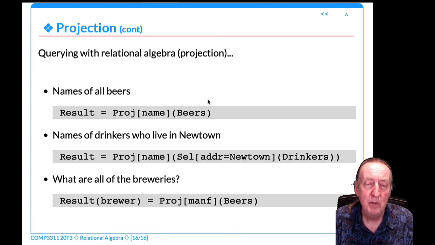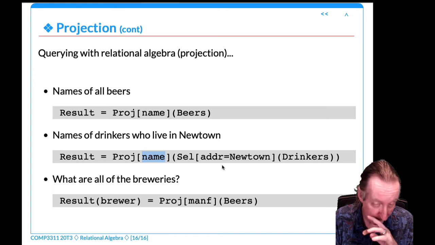Alright, so here's what we can do with projection. Get the names of all the beers, by projecting the name attribute only. Get the names of drinkers who live in Newtown, where we do a selection on the drinkers table. That gives us an intermediate result with the same schema as drinkers, and then we project out the name attribute.